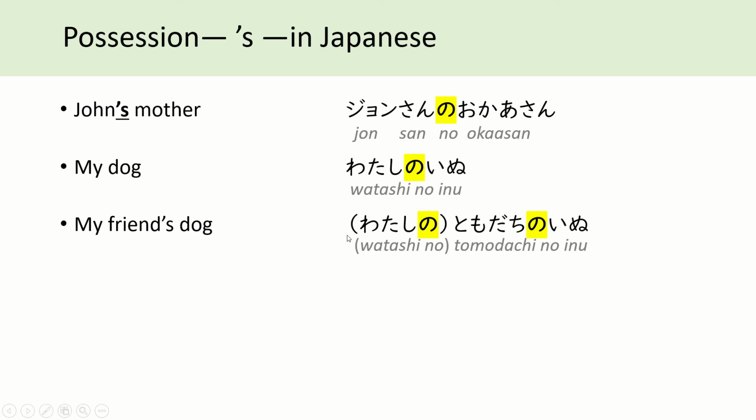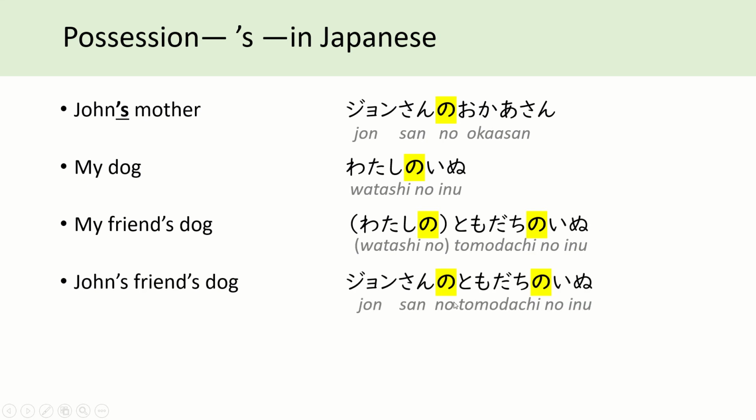I put watashi in brackets here because if you just say tomodachi no inu, we understand that it's your friend. You're not talking about some random person's friend. But if you want to be really explicit about it, watashi no tomodachi no inu is how we would say my friend's dog. I can say, of course, John's friend's dog in much the same way. John-san no tomodachi no inu.